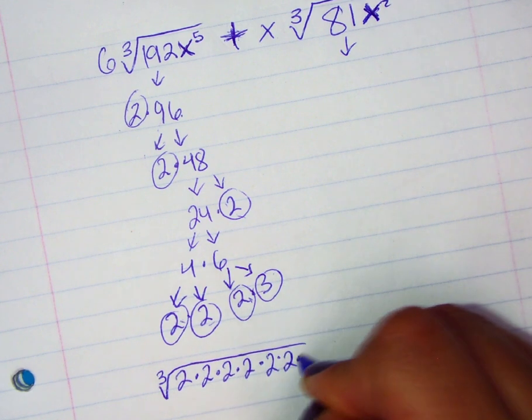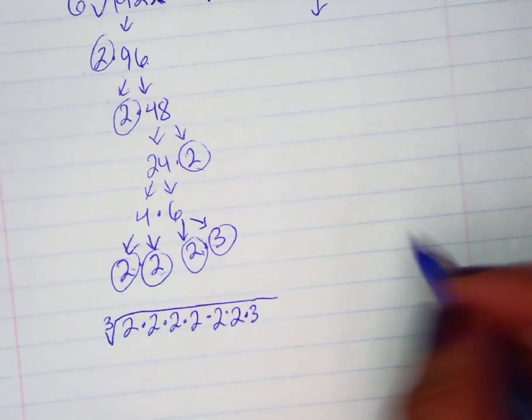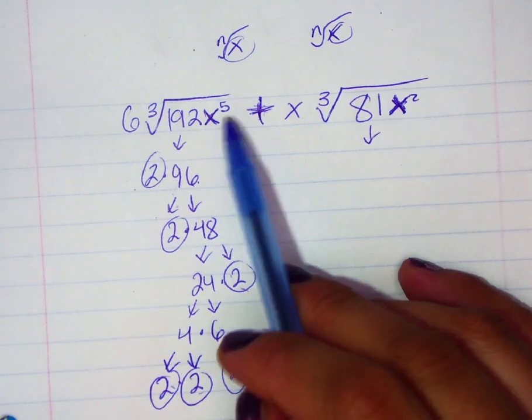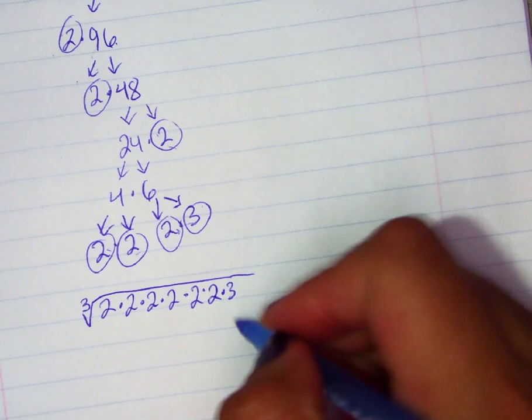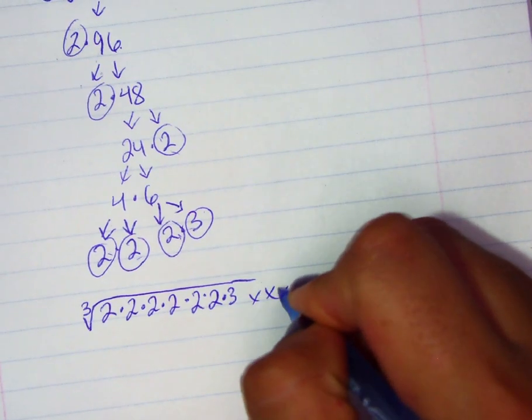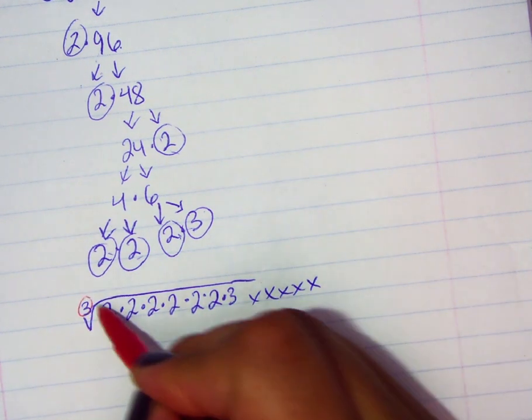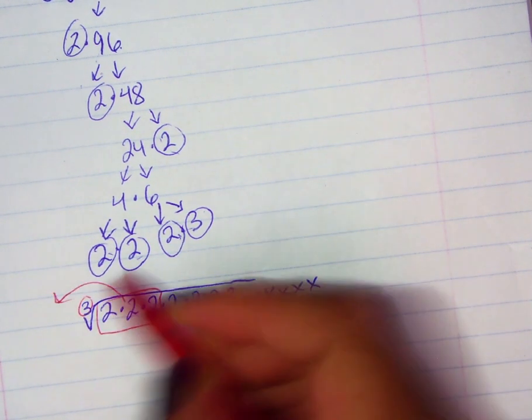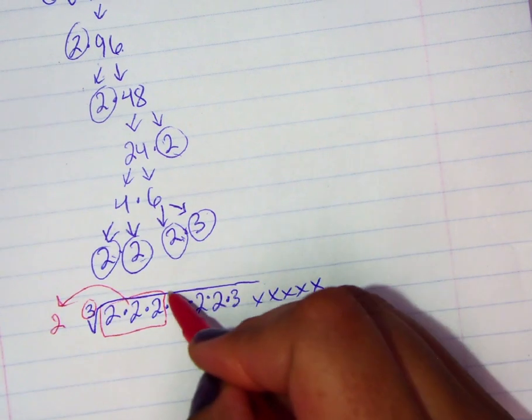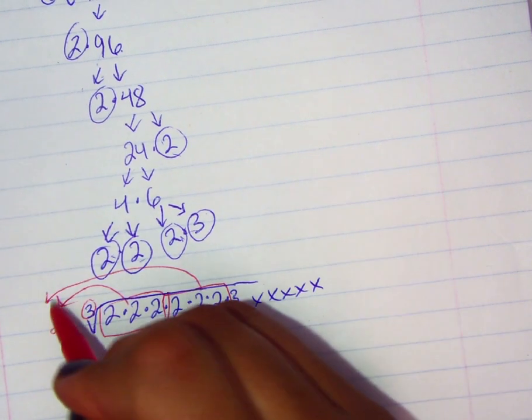and then a 3. So that is just the 192. Now we need to understand what x to the 5th power is. x to the 5th power is just x 5 times. And then we're looking for groups of 3. So this group comes out as a 2, and this group comes out as another 2.